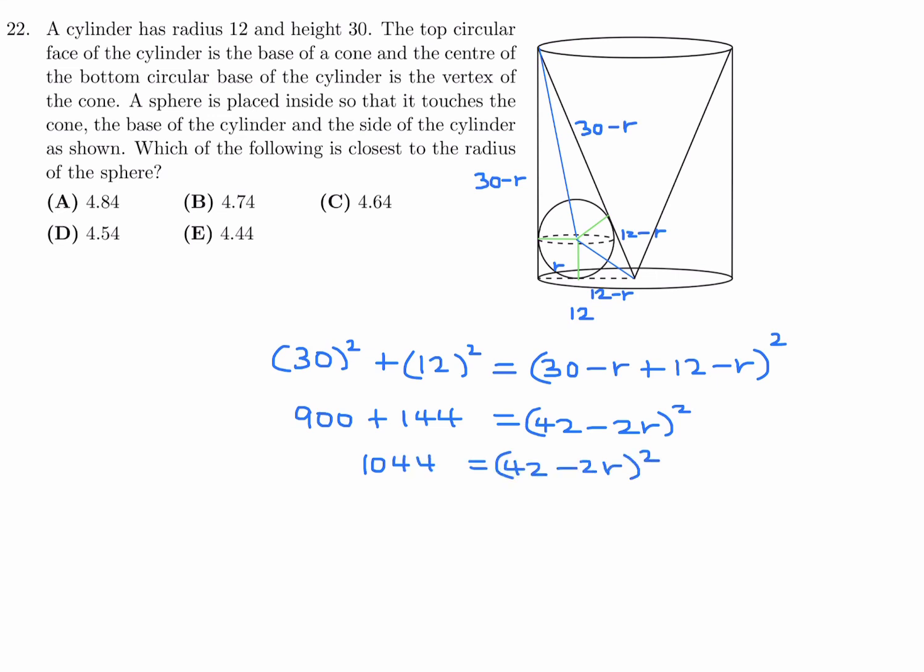And then you don't need to expand it, just take the square root of both sides. It'll be a lot quicker. 32.31 approximately is 42 minus 2r. And therefore 2r would be 42 minus 32.31. And when you do that math, you get r is equal to 4.84 approximately. And therefore, number 22, the answer is A.